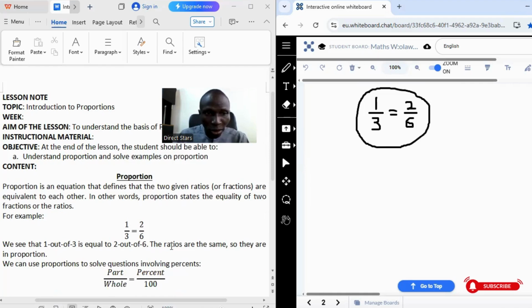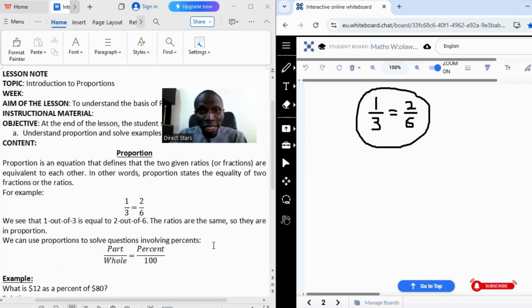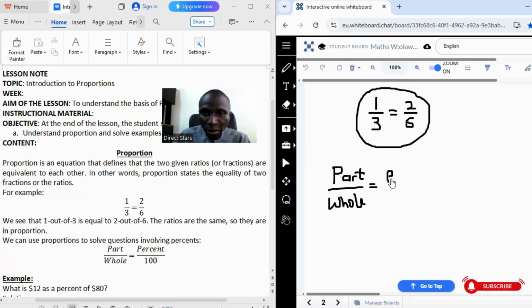So we can use proportion to solve questions involving percents. If we have part over whole equals percent over 100. So let's use this to look at this example.